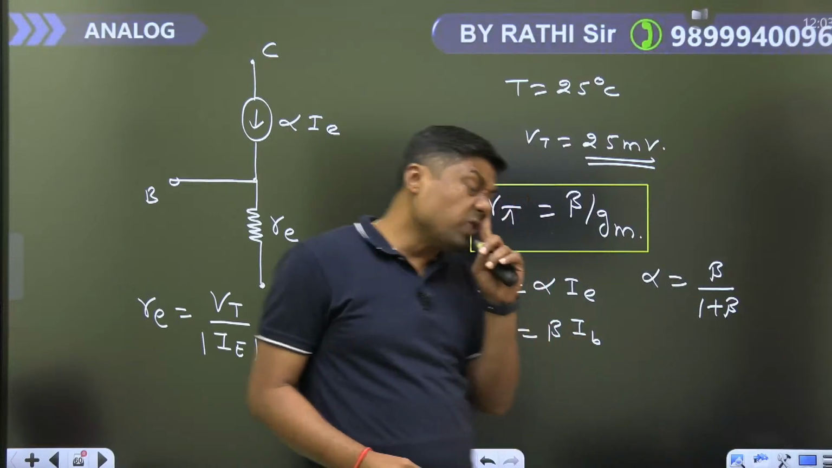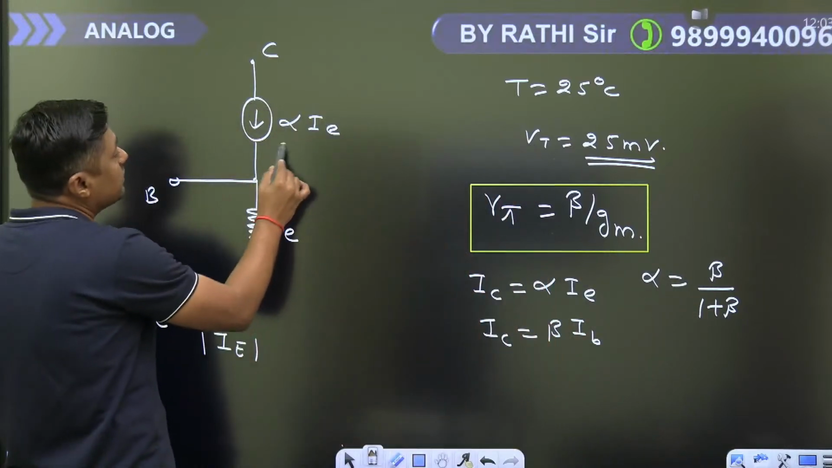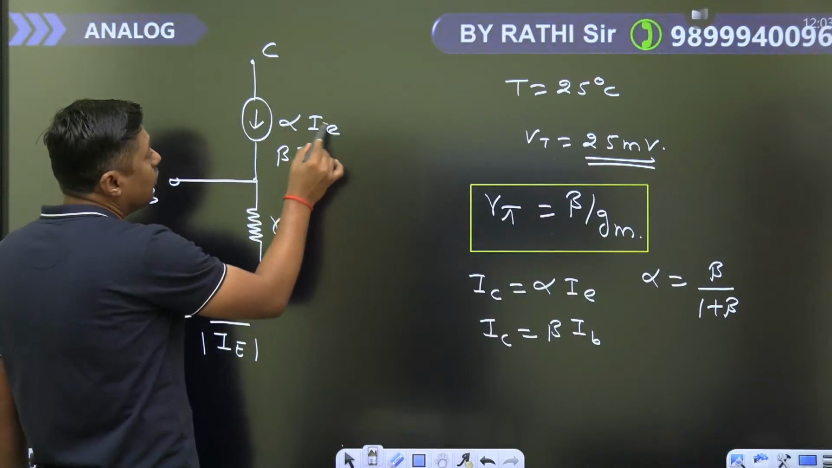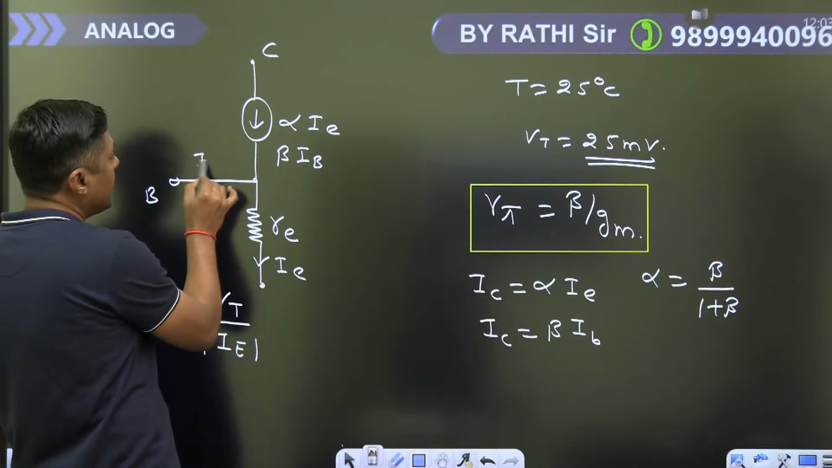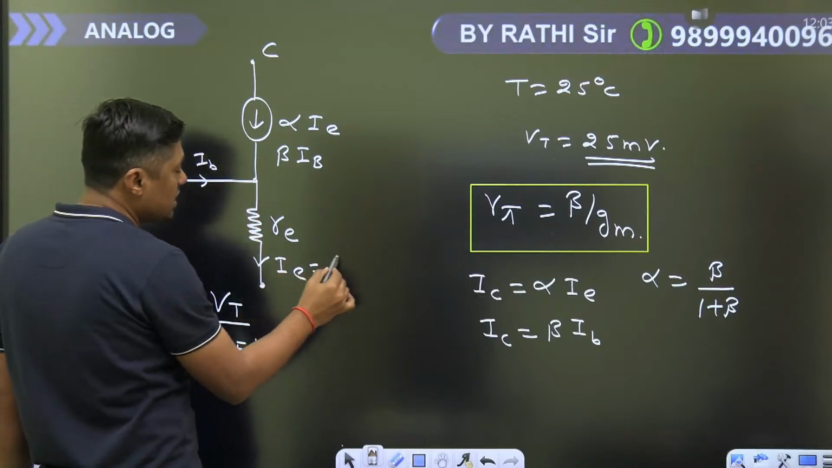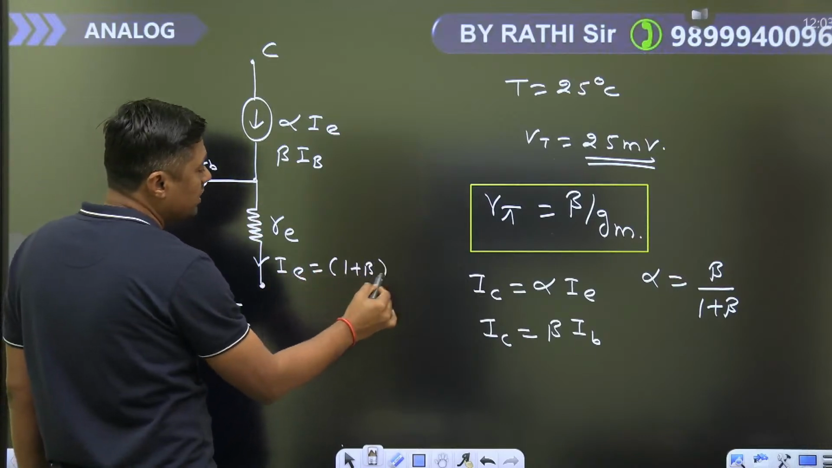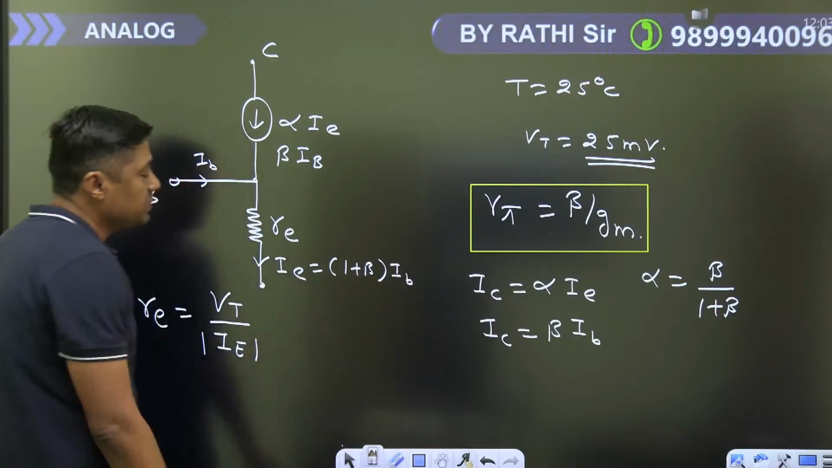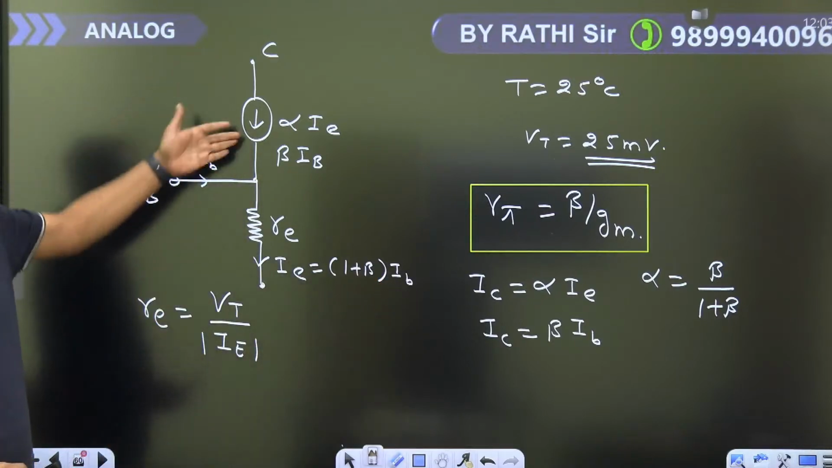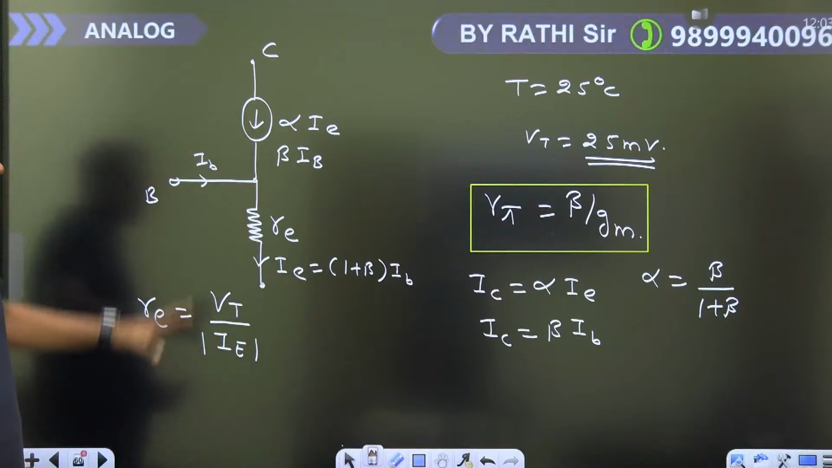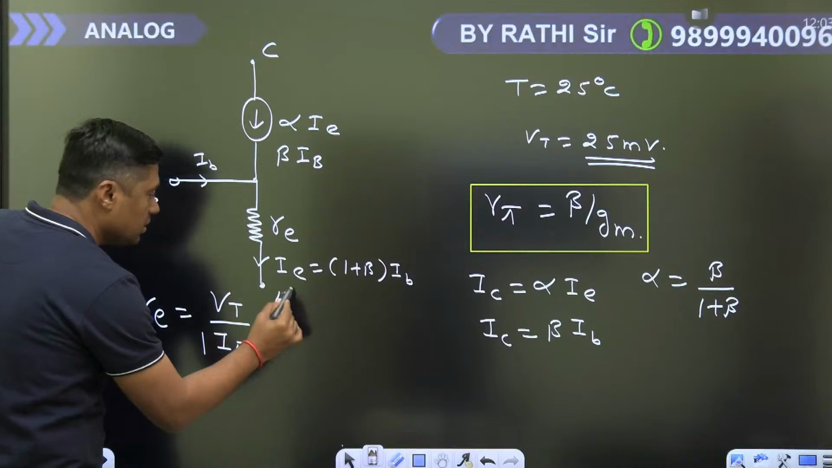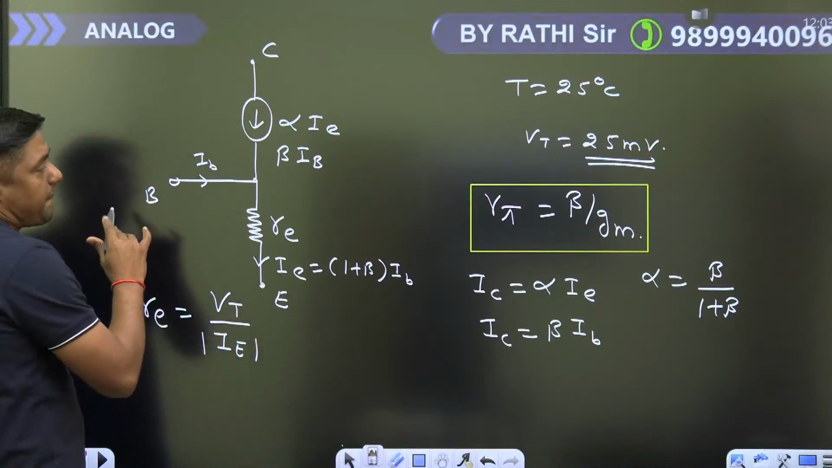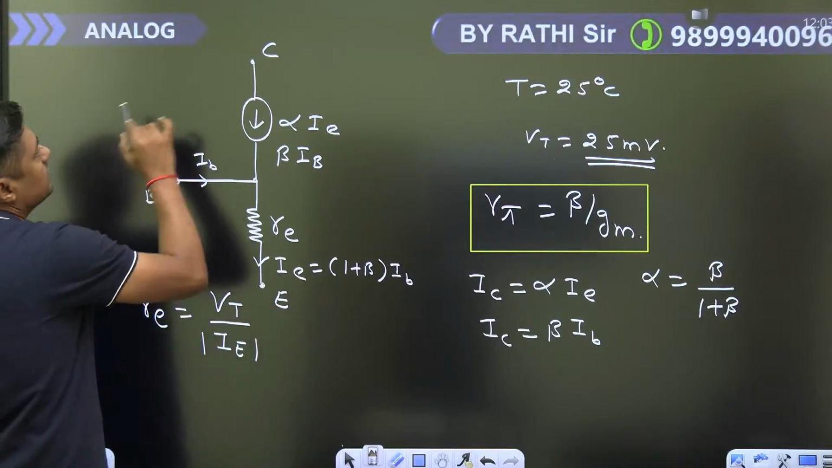Or otherwise, you can also replace it by what? Beta IB. Same thing. Don't worry. What about this emitter current? This is the IE. What is this base current? IB. So always remember, what is the IE? 1 plus beta times IB. IB plus IC is equal to what? IE. So this is the RE model. Collector. This is the emitter terminal. This is the base terminal. So this is called the RE model.